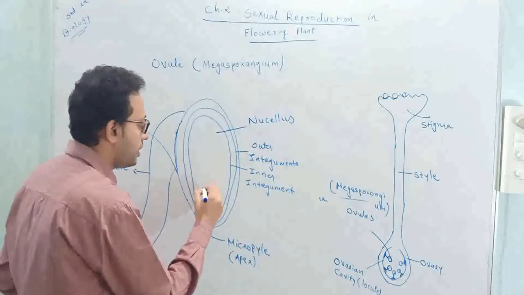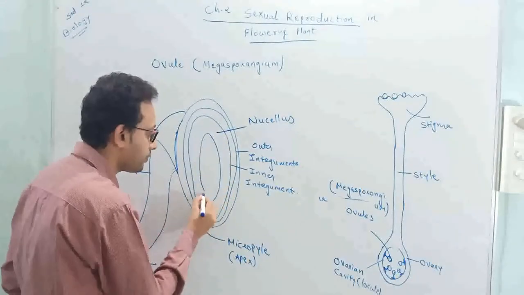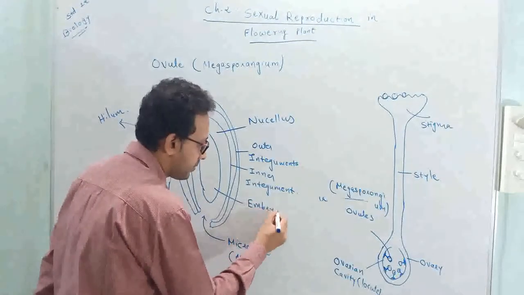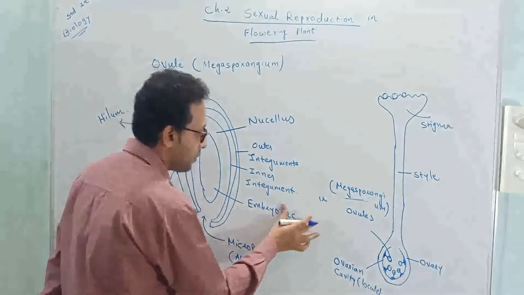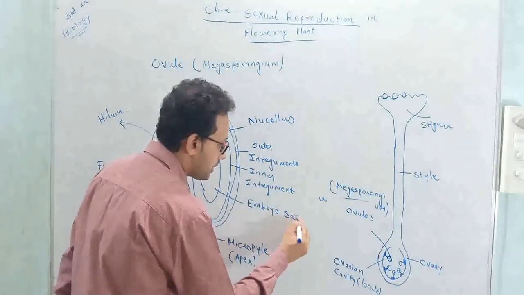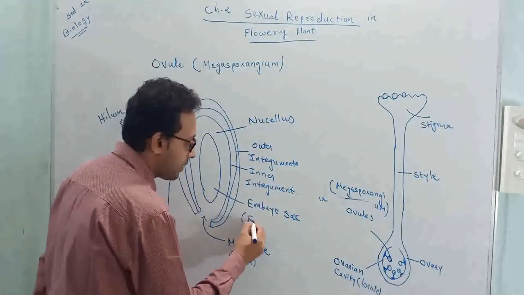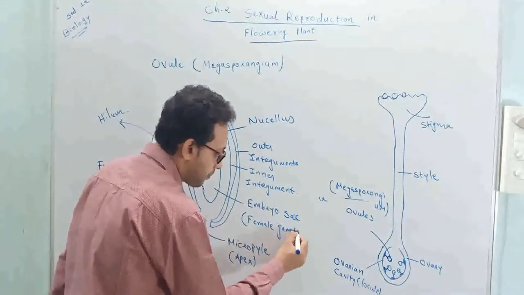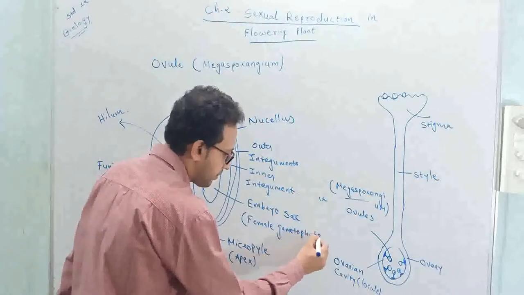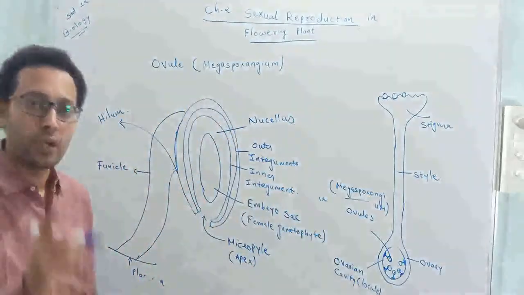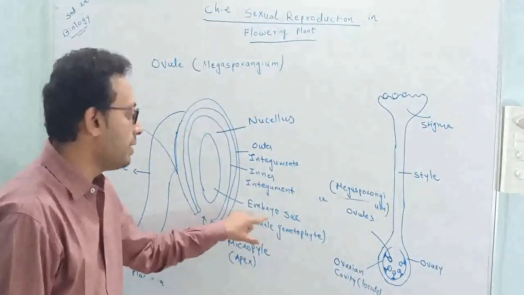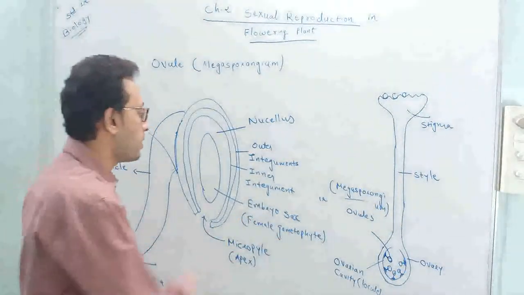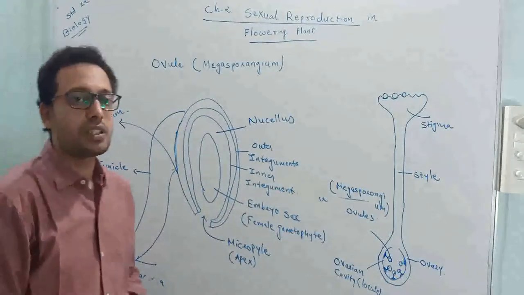Now inside the nucellus there is a presence of the embryo sac. What is it? Embryo sac, or you can also call it the female gametophyte. Pollen grain is the male gametophyte. Similarly, the embryo sac is the female gametophyte. So this is about the structure of this ovule.